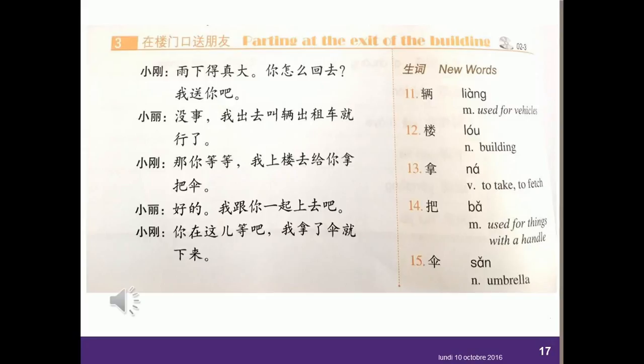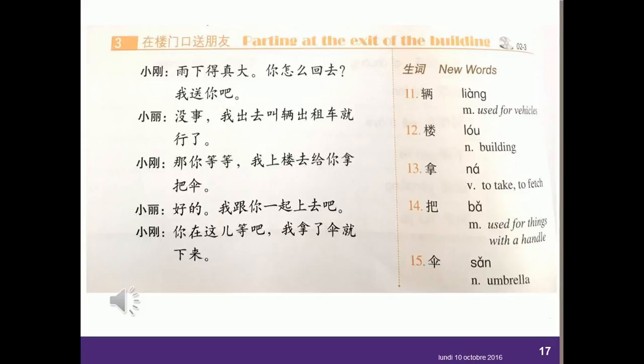And then 小丽 says, 好的。I agree with you. 我跟你一起上去吧。So let me go up with you. 我跟你, me with you. Or 我和你, the word we learned in the last lesson. 我跟你一起上去吧。Go upstairs. We're not saying 上来 because the speaker is not upstairs with us; we're going upstairs because now we're downstairs about to leave.